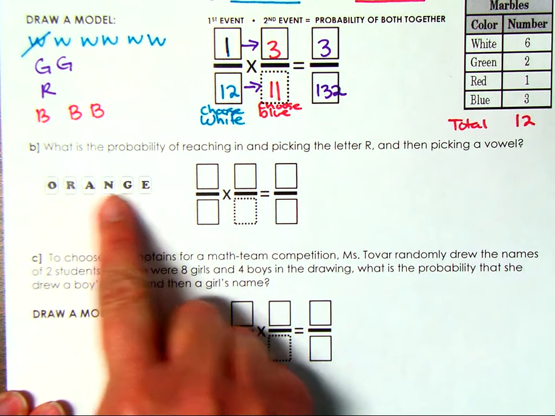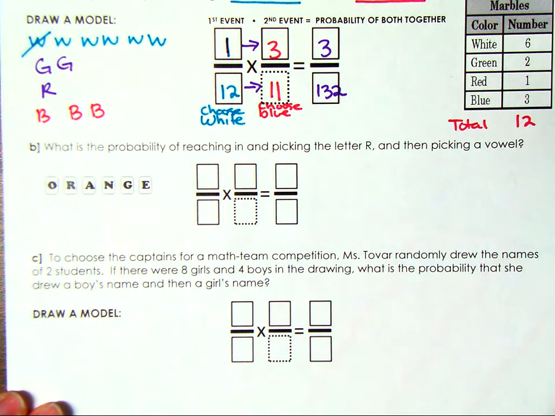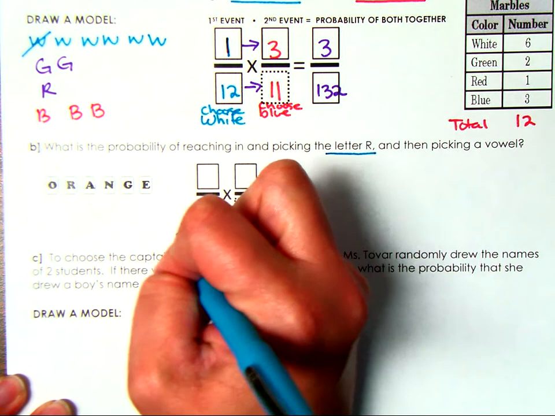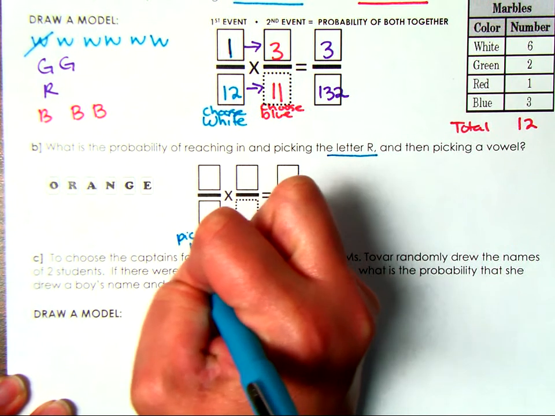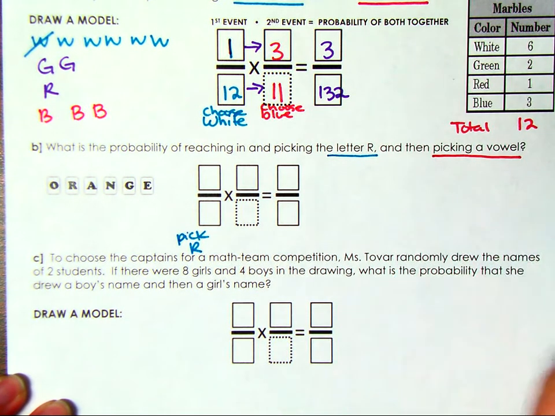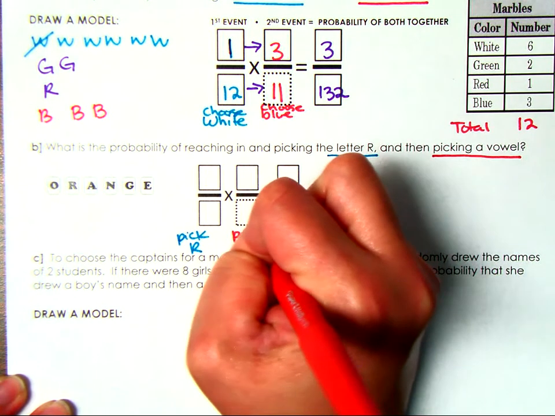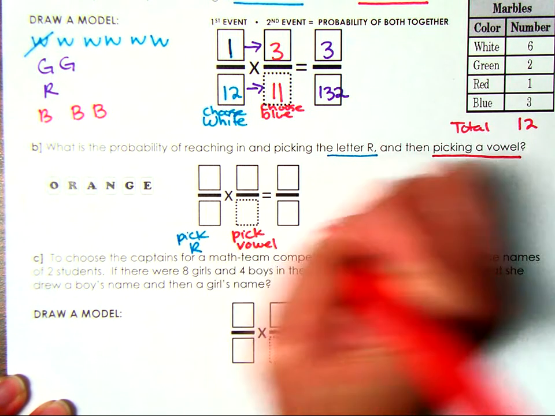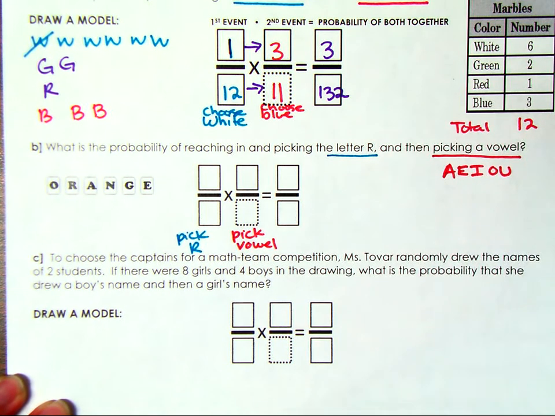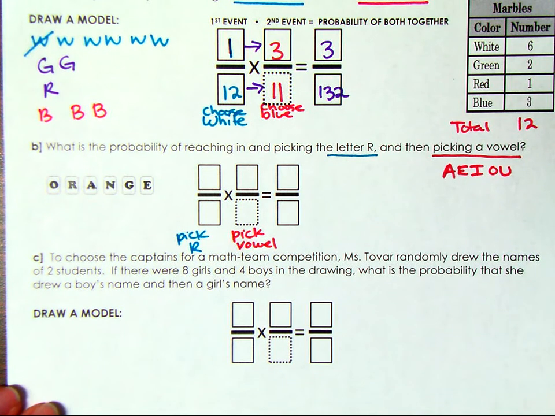So here are letters that spell the word orange. Our first event we want is picking the letter R, so I'm going to label that under my fraction, pick the R. And then the second one is pick a vowel. Well, we need to remember our vowels are A, E, I, O, U. And if they tell you Y, we'll count it, but we're just going to count it as A, E, I, O, U.